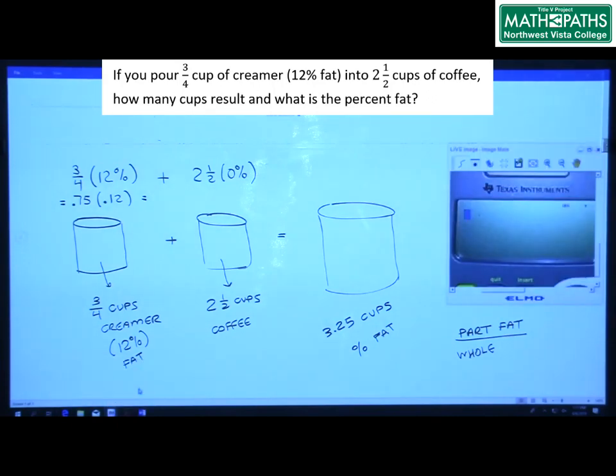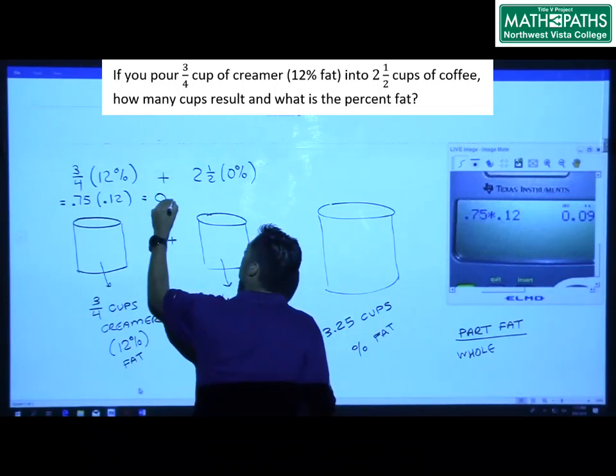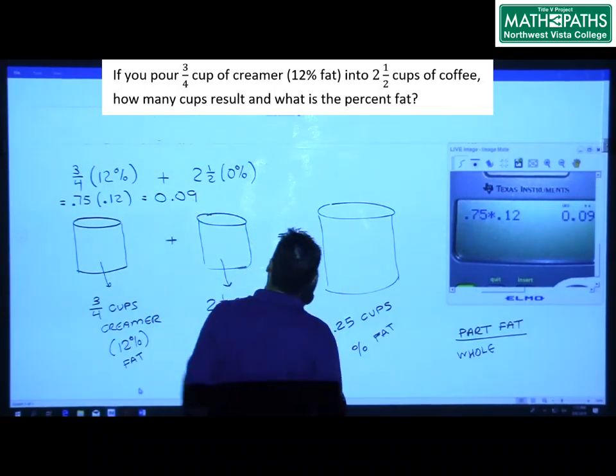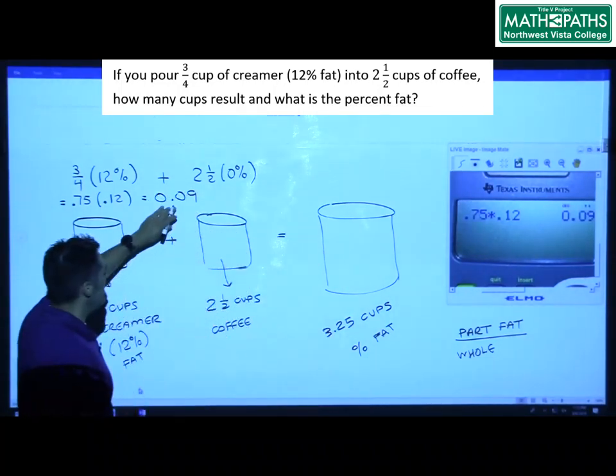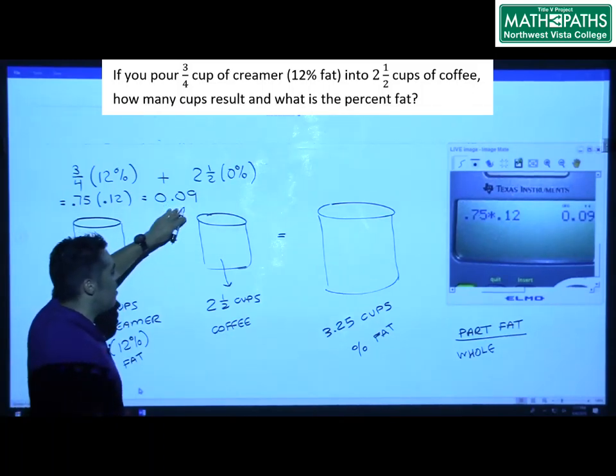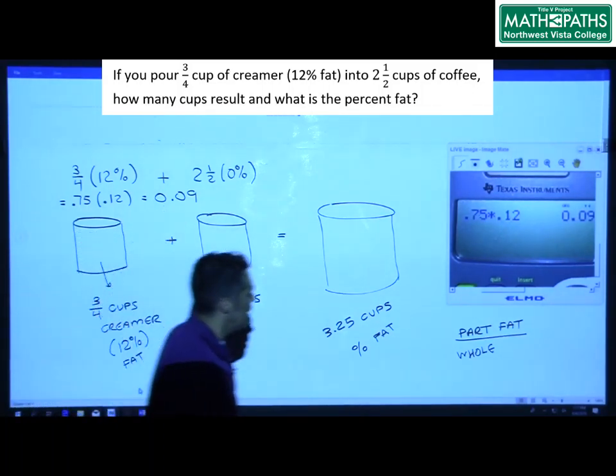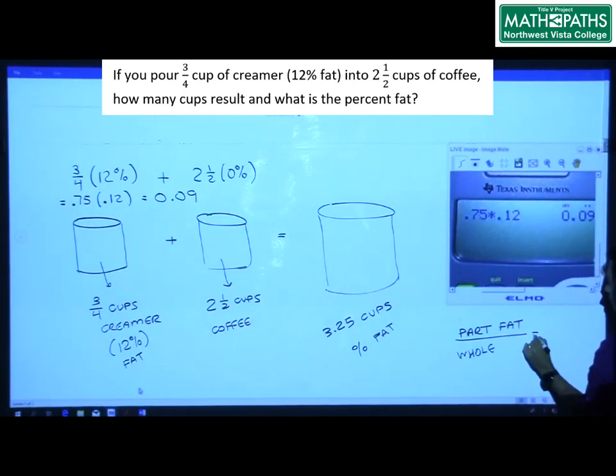So I'm doing 0.75 times 0.12. And so this will be 0.09. All right, so that's how many cups of fat there are in this mixture. So I can come over here, I'll write that the part of this that's fat is 0.09 cups of fat, divided by our whole, which was our total number of cups in the mixture, which is 3.25 cups.